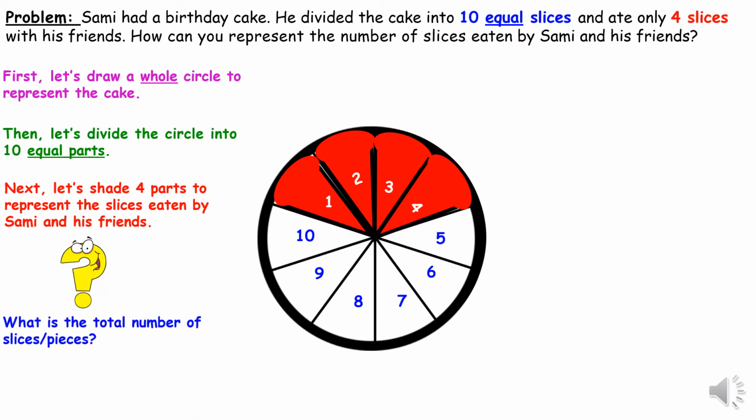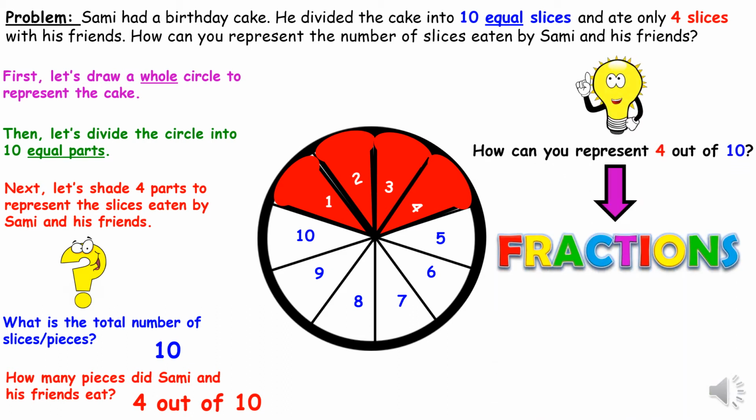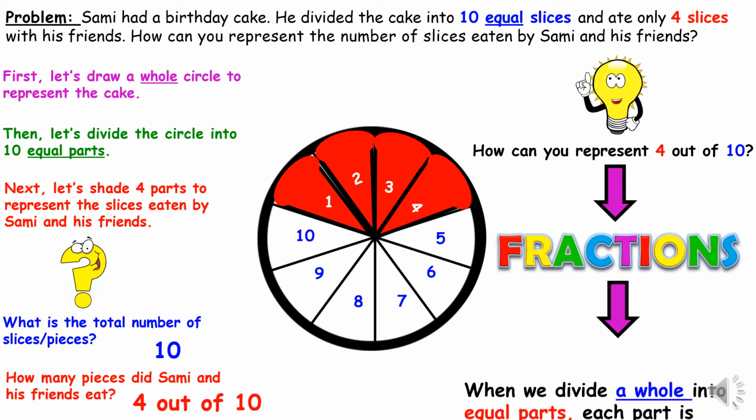What's the total number of pieces? All of them together, the shaded and not shaded. 10. How many pieces did Sammy and his friends eat? Look at the shaded parts. They are 4 out of 10. 4 out of the total number of pieces, 10. How can we represent 4 out of 10?